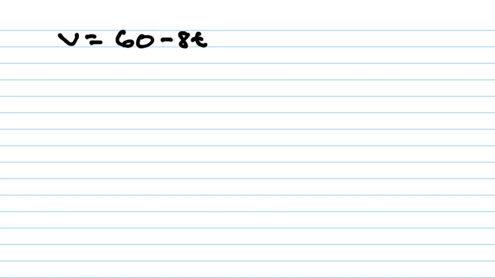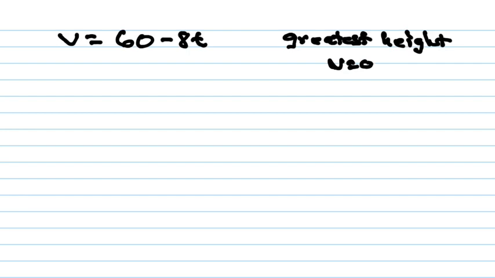What do we know about velocity at its greatest height? Yeah, so velocity at the greatest height becomes 0, right? That's one of those points where velocity becomes 0. Okay, so if I put 0 in place of the velocity, I can now solve for what?